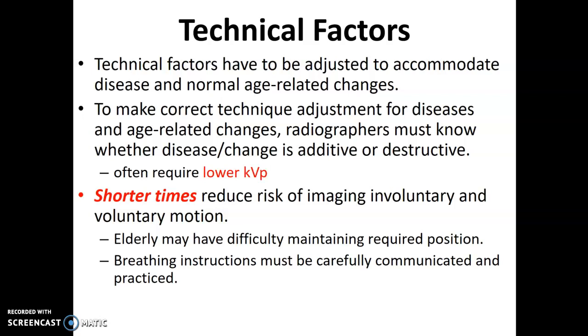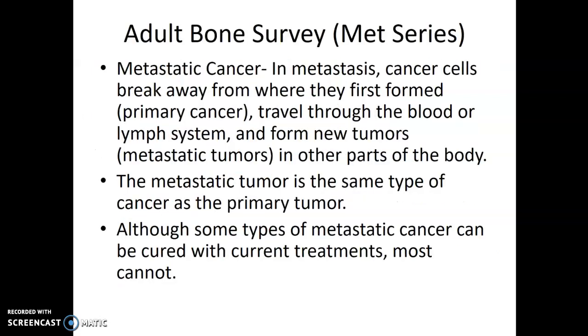Technical factors. They may need to be adjusted to accommodate disease and normal age-related issues or changes. So just be aware you can usually use lower technique, especially on your geriatric females. For wrist x-rays, you can usually lower the kVp if they have decreased bone density. Shorter exposure times are always going to help reduce your risk of getting motion on your image. They have a hard time sometimes holding their breath or holding still. Breathing instructions, just be very careful, communicate in basic terminology, straightforward.